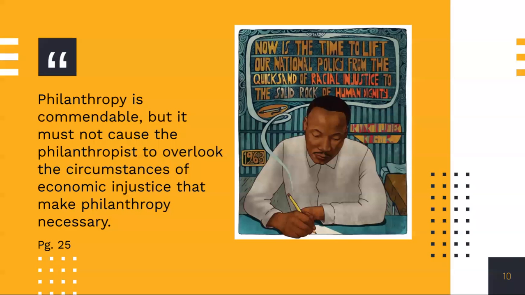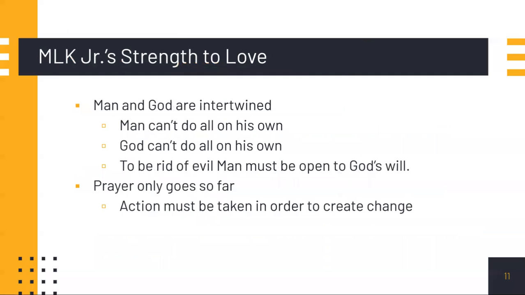So then I had a little quote before I entered the MLK thing. It was my favorite quote from the book, but it said, "Philanthropy is commendable, but it must not cause the philanthropist to overlook the circumstances of economic injustice that make philanthropy necessary." That was on page 25, and then there's a picture. MLK Jr.'s Strength to Love, and these were the main ideas that were presented in chapter 13, which was the answer to a perplexing question, which is man and God are intertwined.